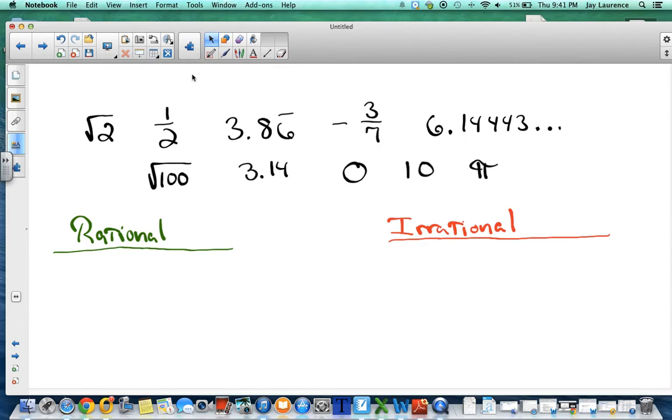Now, irrational numbers are numbers that cannot be expressed as a simple fraction using integers. So let's take a look at these numbers here and see if we can break them up into rational and irrational. Well, 0 is pretty obvious. It's a whole number, and therefore it's rational.